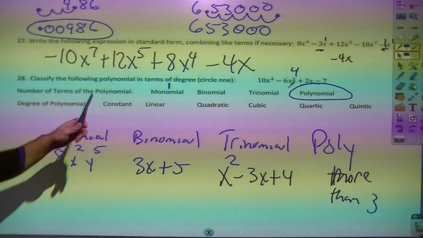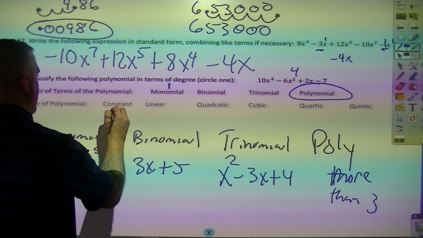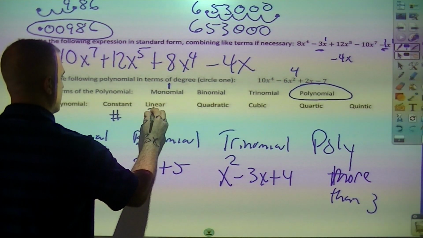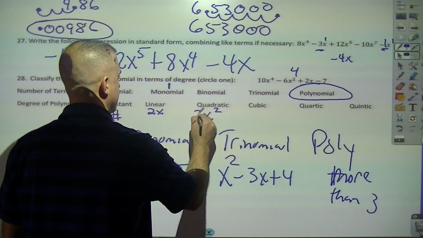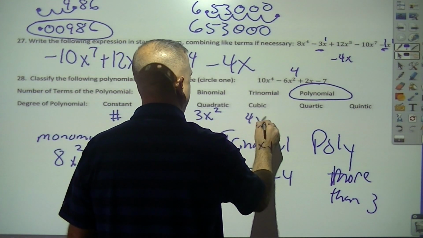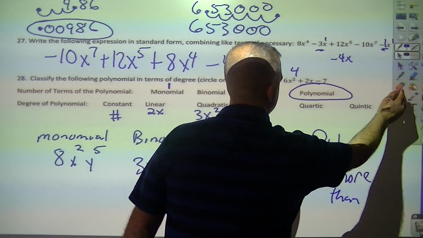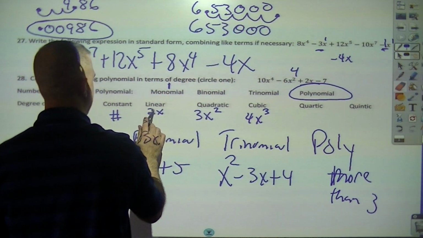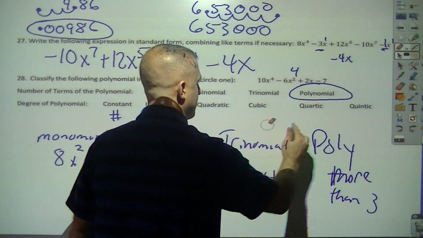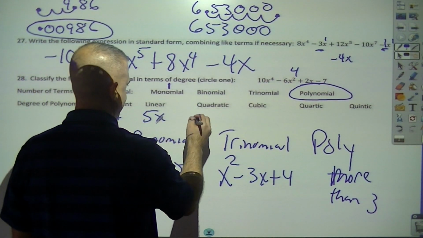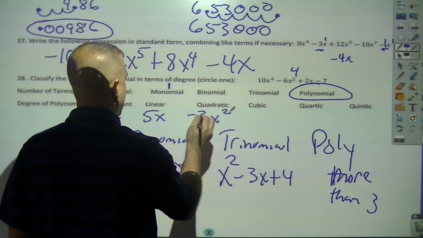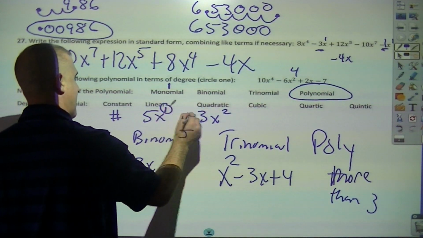Okay? A constant function is just a number. A linear function is just something with x. A quadratic is something squared. A cubic, let's change these so you're not getting confused here. Hold on. I don't want you to create a paradigm here. Okay? Like here would be an example of a linear. Here would be an example of a quadratic. Okay, so it refers to the exponent.